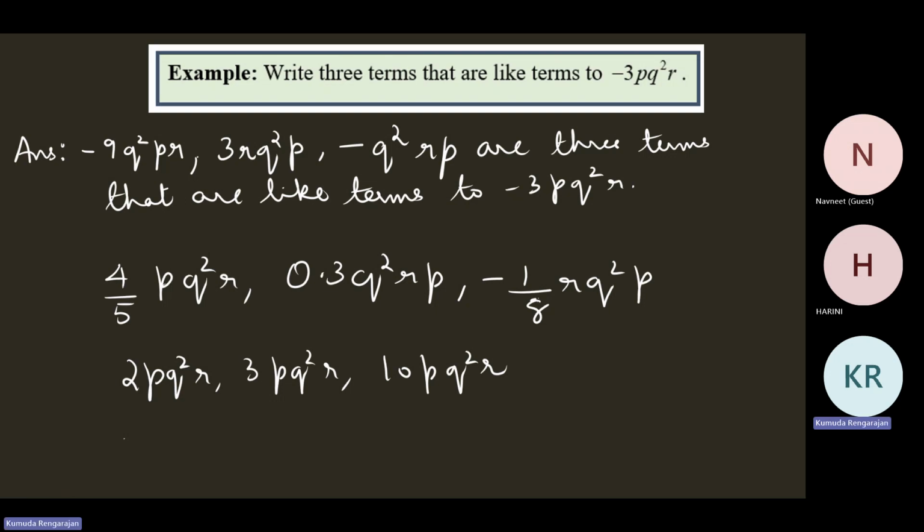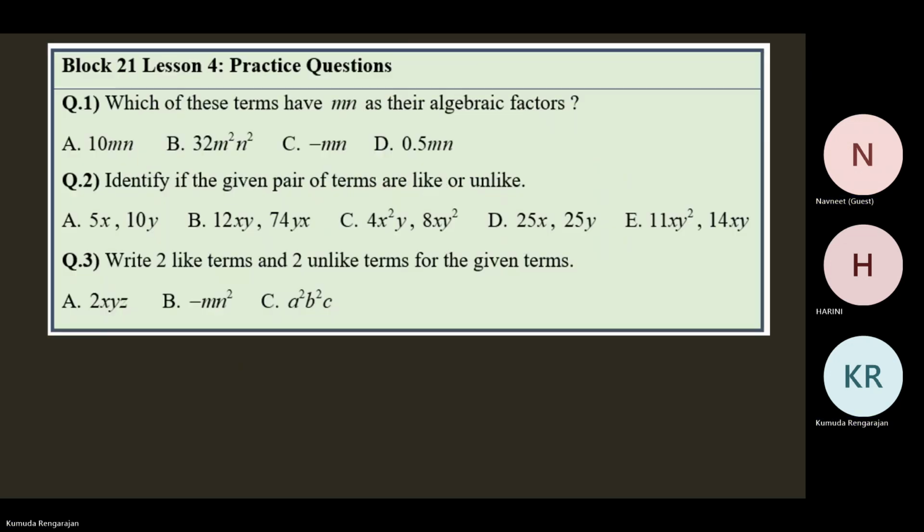Understood? Like terms must have the same algebraic factors. The letters must be the same. Numbers can be anything. Yes, ma'am. Okay.